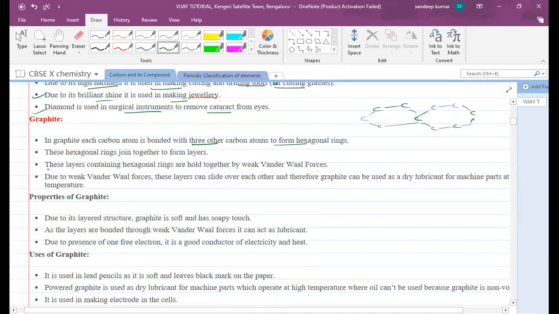These hexagonal rings are joined together to form layers. One layer is there, and a second layer also is there, so they will be joined together. These layers containing hexagonal rings are held together by weak van der Waals forces. Due to weak van der Waals forces, these layers can slide over each other. Therefore, graphite can be used as a dry lubricant for machine parts.